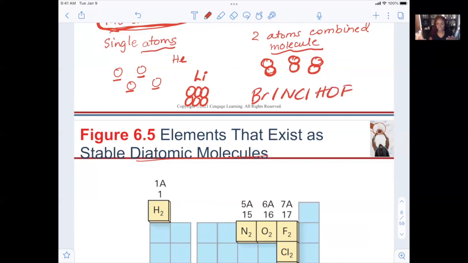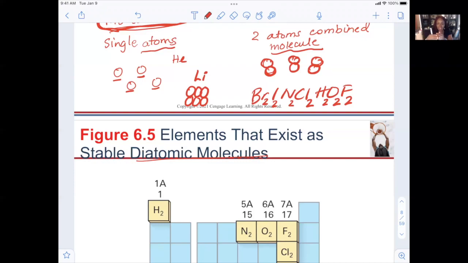This is an acronym that describes the elements that tend to exist as diatomic molecules in their fundamental form. So Br2, that will be bromine, I2 iodine, N2 nitrogen, Cl2 chlorine, H2 hydrogen, O2 oxygen, and then F2 fluorine. Okay, these are the elements in the periodic table that, when they're found in nature in their basic form, exist as two atoms tied together to make a molecule.